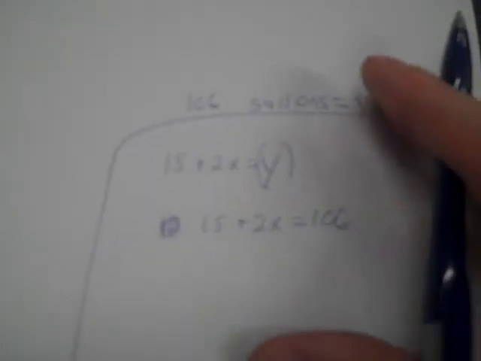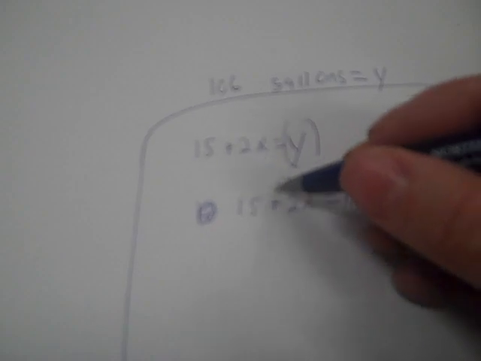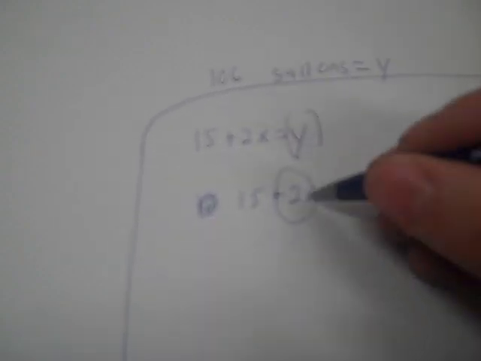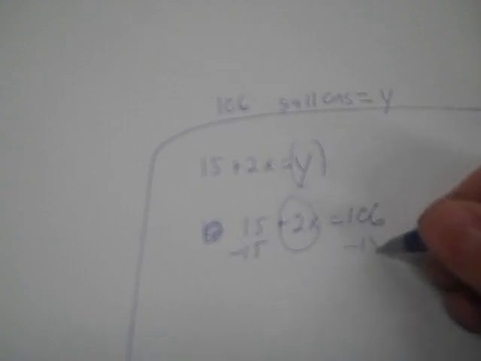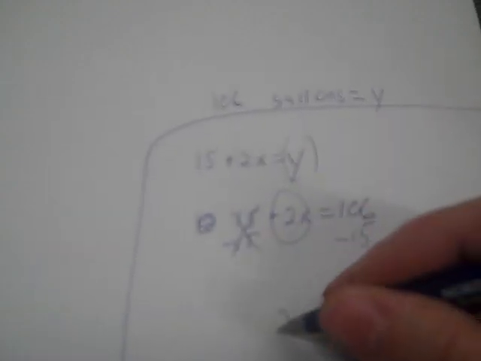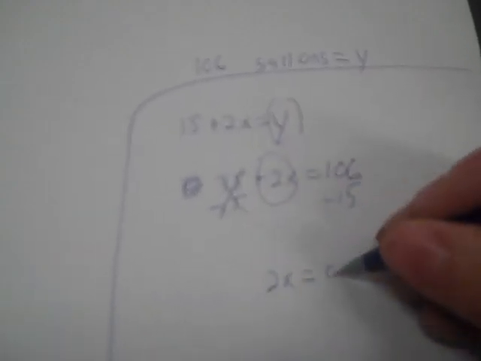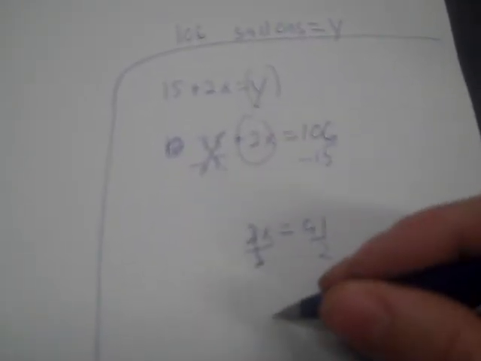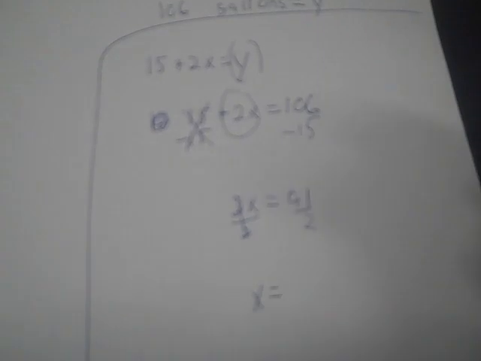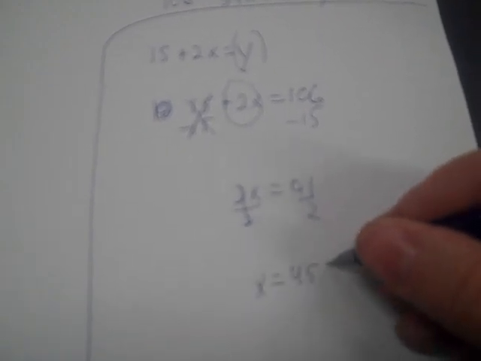And now I get the X by itself. Well, it's being multiplied by 2, but first I have to minus 15. So 2 times X equals 91, and divide both sides by 2. And 91 divided by 2 is 45.5. That is your minutes.